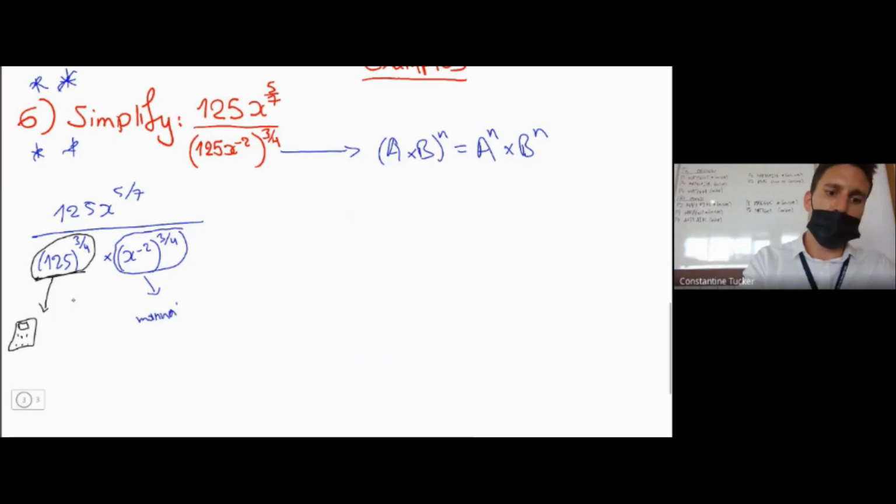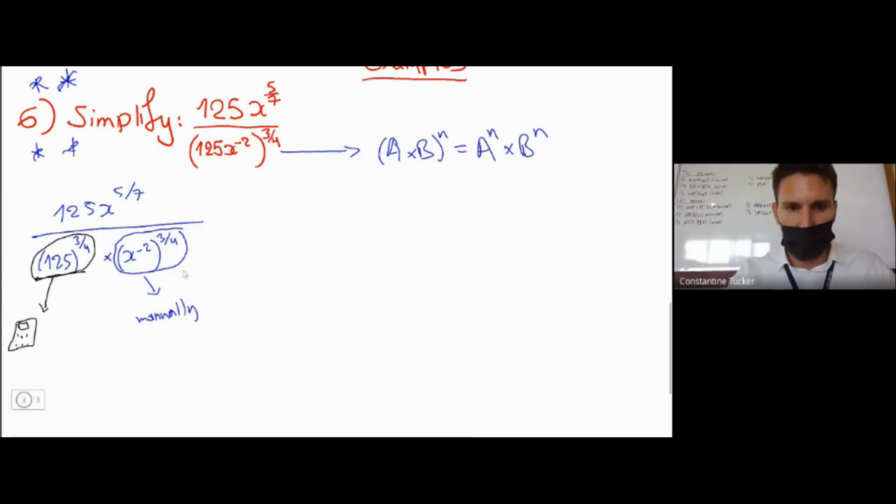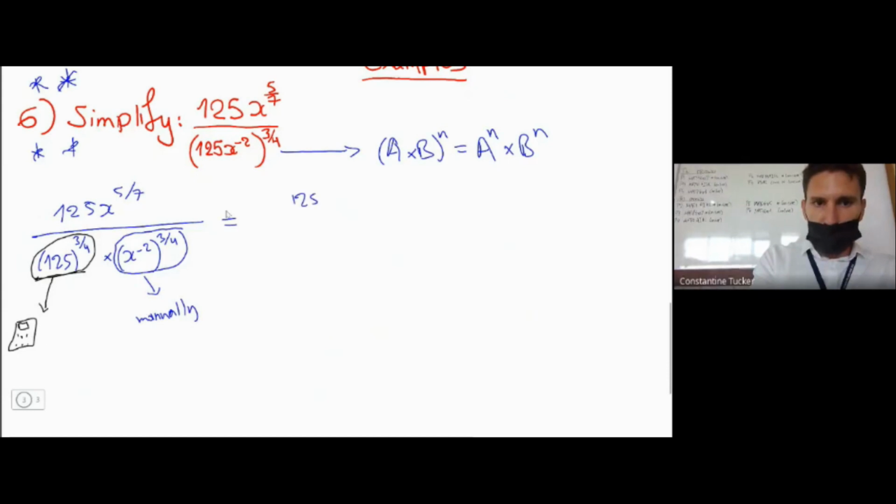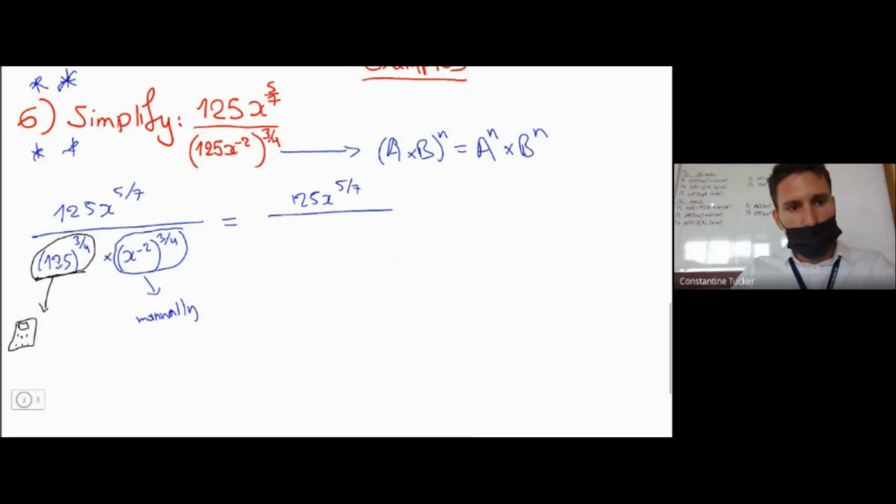Basically, keep this in mind. The algebraic bits, the calculator doesn't know how to do, because the calculator doesn't know how to do algebra, but it does this bit. So what do we get from this? Let's see. Numerator stays the same, 125x to the power of 5 over 7. Denominator now, 125 raised to the power of 3/4.